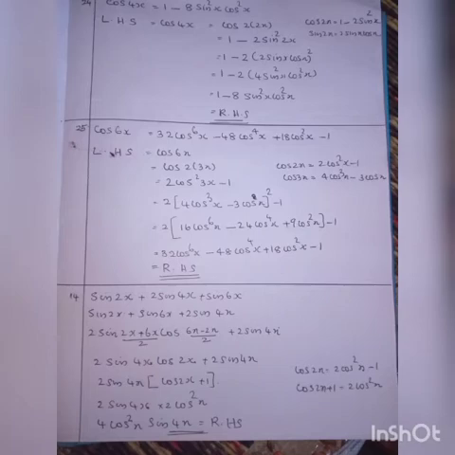Cos 2x formula is written on the right side. Here we use another formula because we have to reach the answer. That is our aim. We have to reach the answer. In the answer, minus 1 is the last term. So we have to use the formula 2 cos square x minus 1. Okay, so here we have to use the particular formula. Then only we can reach the answer RHS.